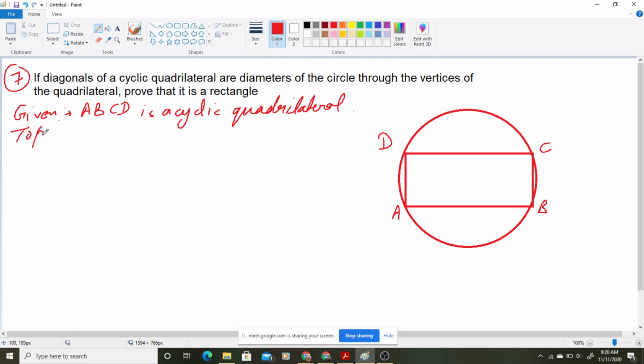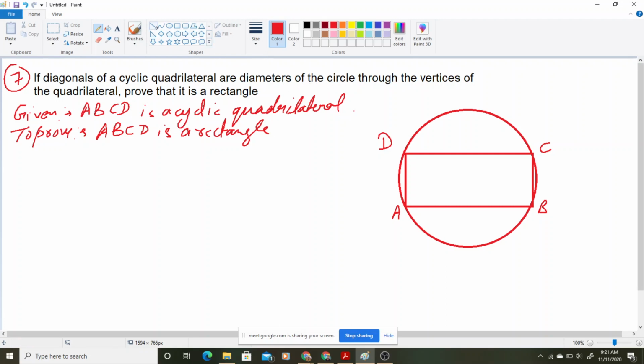What we need to prove? To prove is that ABCD is a rectangle. ABCD को एक रेक्टेंगल प्रूव करना है. हालांकि देखो वो दिख रहा है रेक्टेंगल है, लेकिन उसको ऐसे डायरेक्टली नहीं लिख सकते. एंड यू आर गिवन विद वन मोर थिंग, इफ डायगोनल्स ऑफ अ साइक्लिक क्वाड्रिलेटरल आर डायमीटर ऑफ द सर्कल.